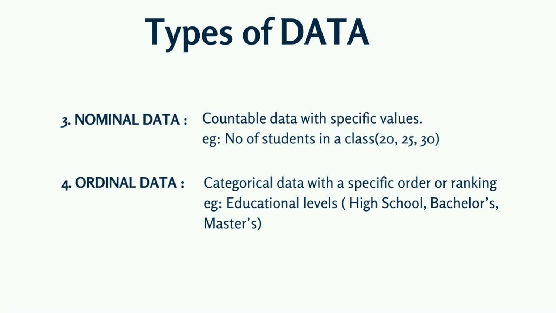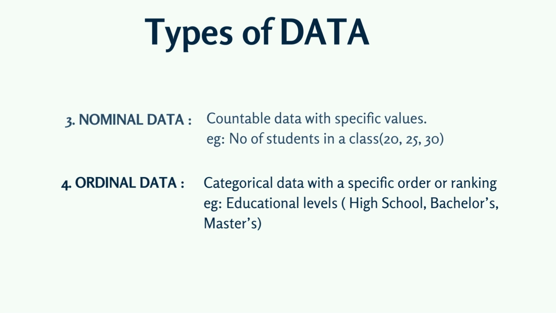Next, we have ordinal data. On the other hand, is categorical data with a specific order or ranking. Think of educational levels high school, bachelor's, and master's. There is a clear order, but the differences between the levels aren't measurable in the same way as quantitative data. Another example is customer satisfaction ratings like poor, fair, good, and excellent. There is a particular order for this. So, this is called ordinal data.